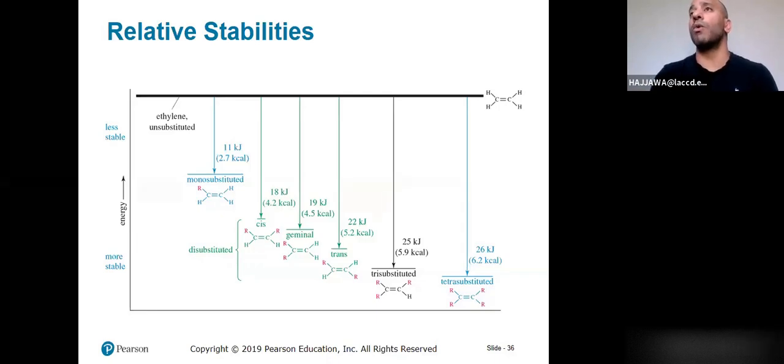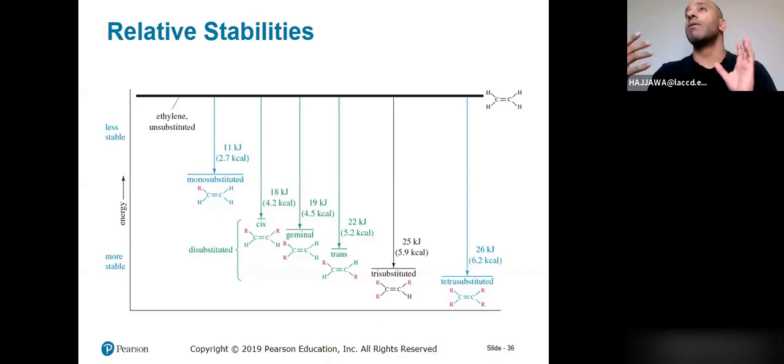Next, we will be learning more about the stability of cyclic alkenes, and we'll follow that by reactions of alkyl halides versus alcohols to generate alkenes.